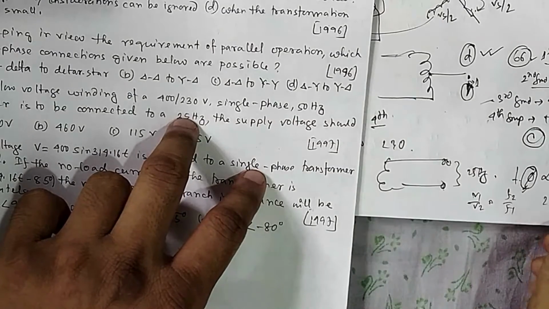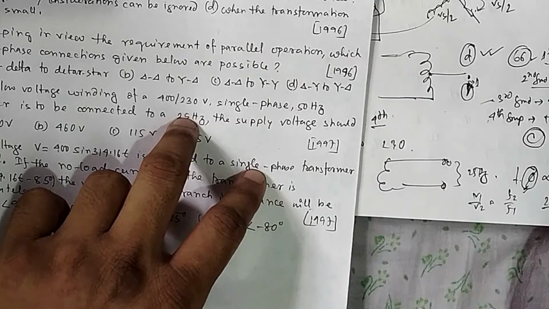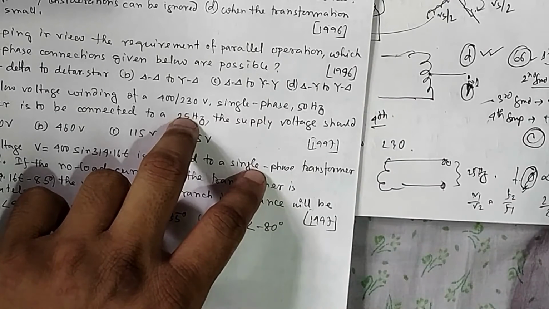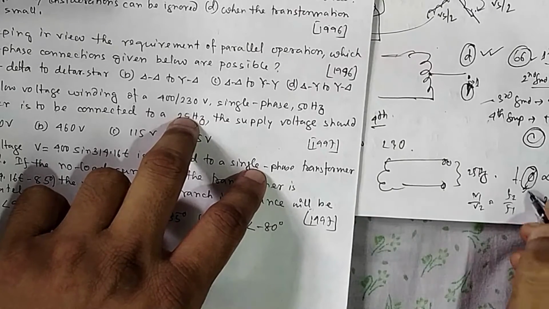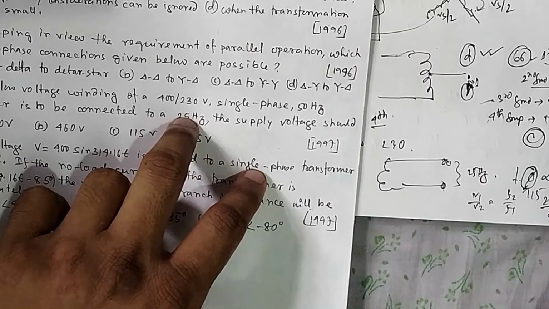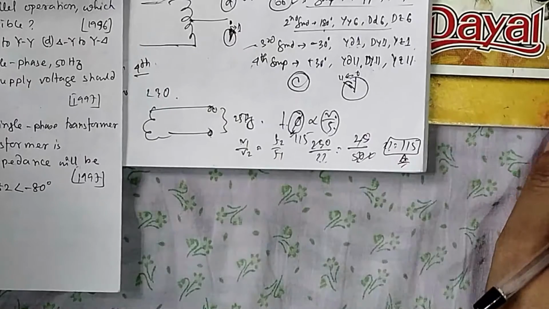So initially it was rated 230 V, 50 Hz, and now the frequency is 25 Hz. You can easily find out what the supply voltage should be: it should be 115. That means your supply voltage should be 115 volt, then it is possible. So that's why this is the answer.